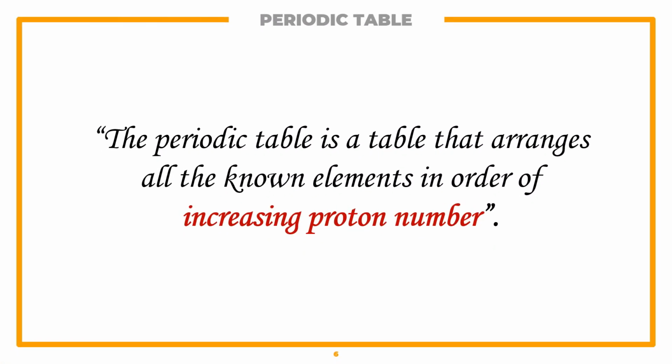The periodic table is a table that arranges all the known elements in order of increasing proton number. So if you are still in doubt, how did the scientists before arrange all the elements in the periodic table? Here is the answer. They arrange all the elements in the periodic table according to increasing proton number.